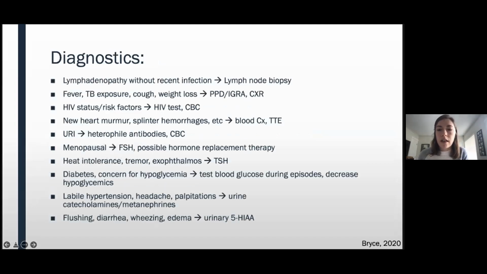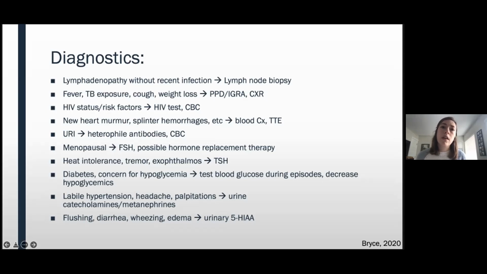And then we get into diagnostics. So the diagnosis can really be based on if they have a presentation that is consistent with an illness script. If they have lymphadenopathy and no recent infection, they'll probably end up getting a lymph node biopsy because your suspicion for lymphoma is a lot higher. If they have things that are consistent with TB, you want to test for TB and get a chest x-ray. If you're worried about HIV, you can get an HIV test. If there are signs and symptoms of endocarditis, you want to get blood cultures and an echo.